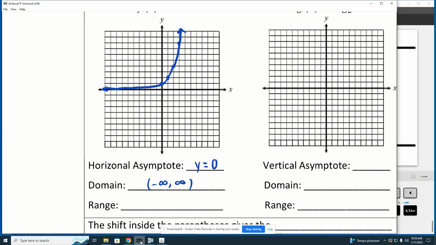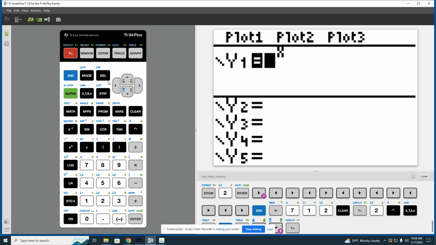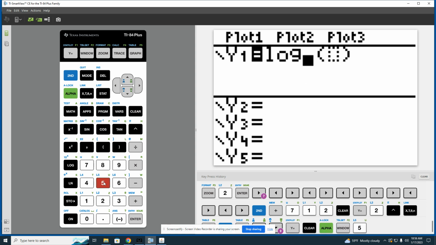What was limited though? My range. I can't go below my asymptote. I can't go below 0. Now, doesn't this graph go up forever? But I cannot go below 0. Y'all remember all that? Okay, so let's go to a logarithm and look at the differences. So let's clear this out. Do alpha window, number 5, log base 2 of x.